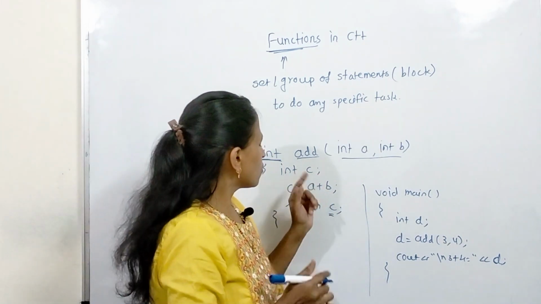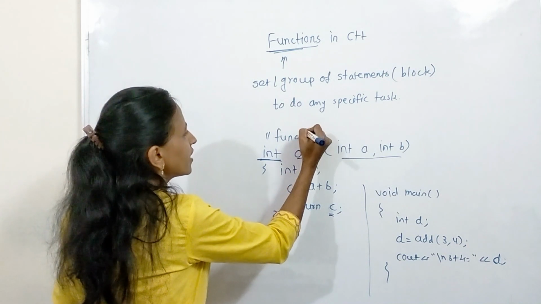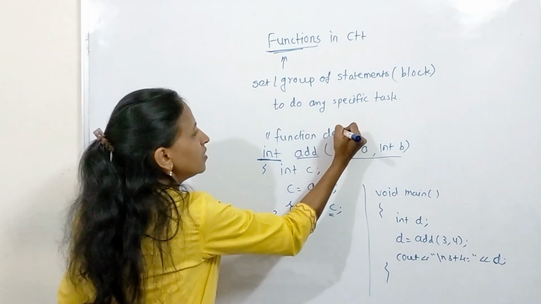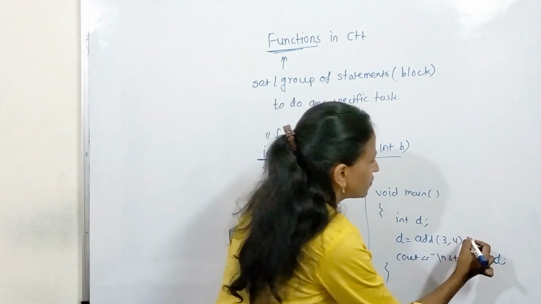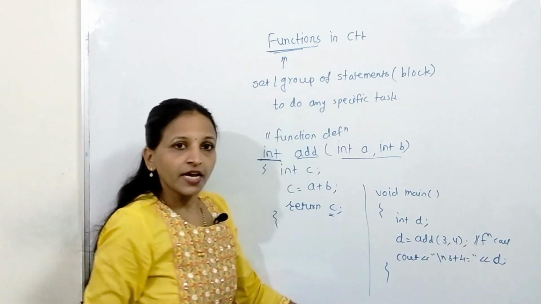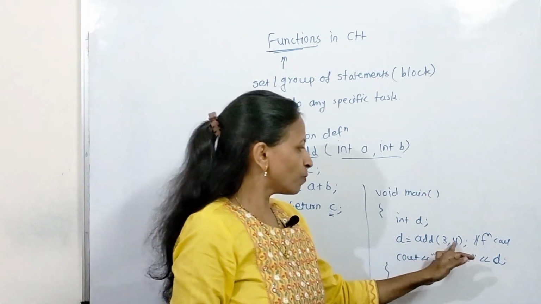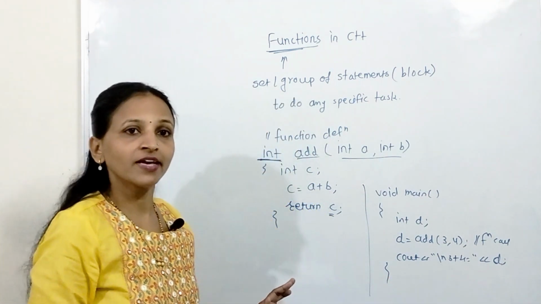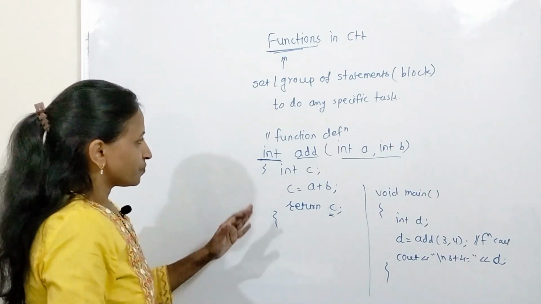Now see, this is called a function definition. Here we have written the actual function, that is the function definition, and here we have called that function. This is called a function call. Any number of times we can call that function, but every time we have to pass 2 arguments of type integer. Okay, now next point.